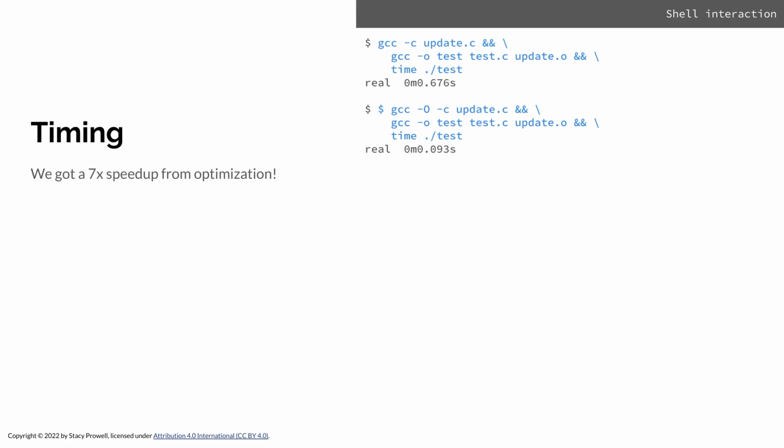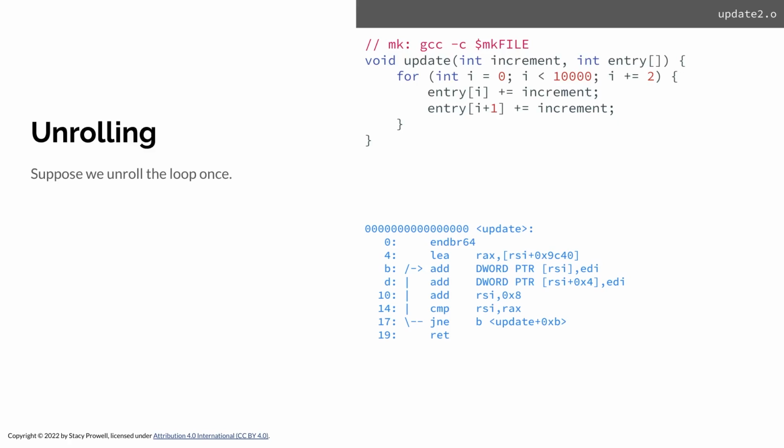Value of optimization. Suppose we unroll the loop once. We can do that in C. So we rewrite our C code to look like what we saw earlier. We run again from 0 up to 10,000. We bump by 2 each time, and we do 2 adds in here. When we compile it and look at it, that produces code that's almost identical to the original code.